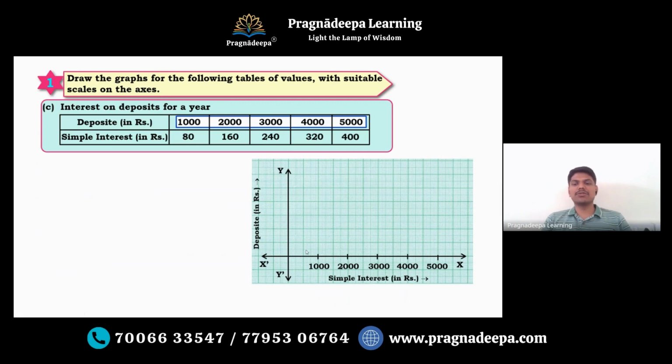So 1,000, 2,000, 3,000, 4,000, 5,000 I have taken on the x-axis, and correspondingly 80, 160, 240, 320, 400 I'll take on the y-axis. Please note that there is a gap of equal interval, that is 80, 80, 80, correct?